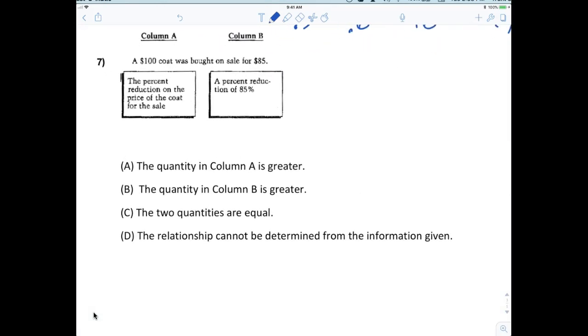This one was kind of tricky, but Ava, you said you can. I'm not saying you're wrong. The two quantities are equal. That's not a bad thought. So, what did you think? I think it's A. I'm with Mr. D's side. The quantity in column A is greater.